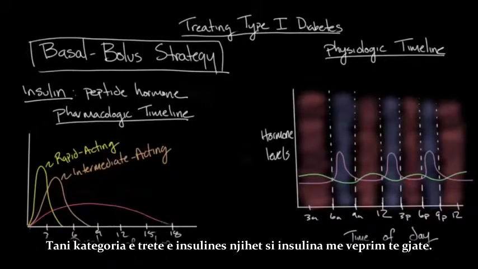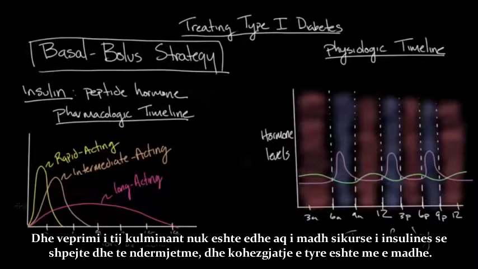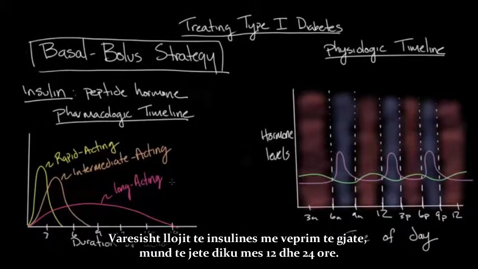Now, the last major category of insulin are known as the long-acting insulins. And as you can see on this graph, the long-acting insulins all take even longer to take action, somewhere in the order of maybe 1 to 4 hours, and their peak action is not quite as intense as the rapid or intermediate-acting insulins, and their duration of action is much longer. Depending on the type of long-acting insulin, it can be somewhere between 12 and 24 hours.